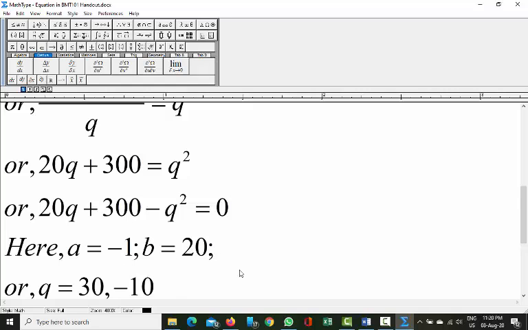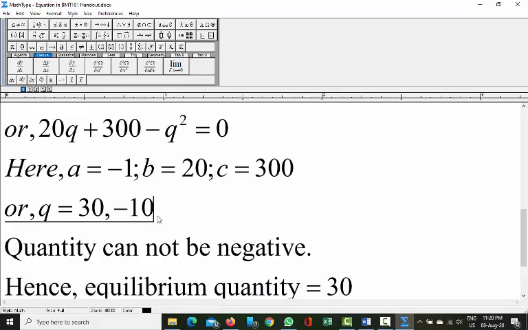And C is equal to the remaining part. C is equal to this one, 300. So if you put this value in your calculator and solve it, you will get two values of q, which are 30 and minus 10.